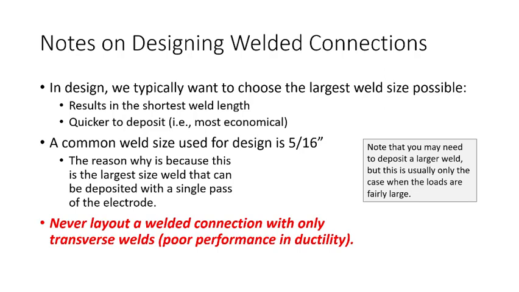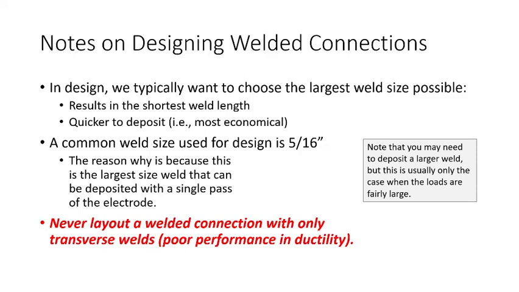Now, common weld size, as we said, is 5/16, and the reason for that is that's about the largest weld that you can deposit in a single pass of the electrode. To be clear, that doesn't mean that you don't use welds that are larger than 5/16. You certainly can. There are welds out there that are much bigger than that, but that just happens when you have not much geometry and you've got a ton of load. Yeah, you need a big weld, so you just kind of have to make do. But again, we try and limit that to 5/16 when possible.